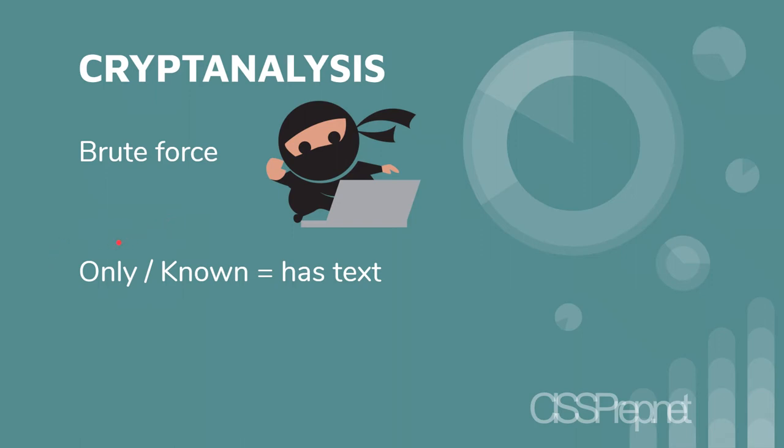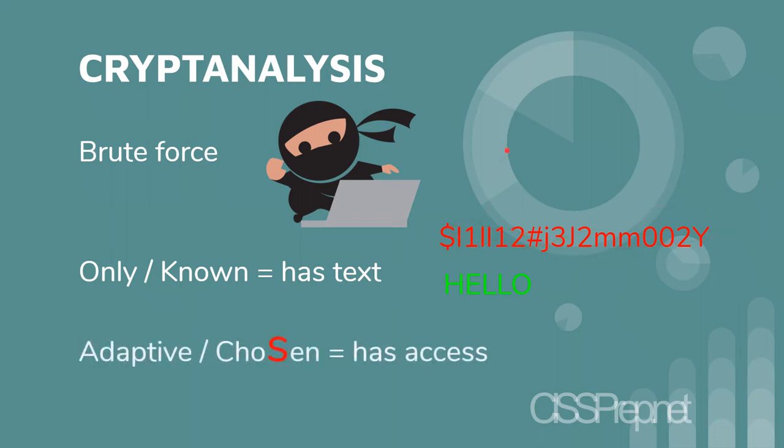The thing that you need to keep in mind is this word here: has. They have the text, some type of text. So only has access to the text. Only ciphertext has only the ciphertext. Known ciphertext has the ciphertext. So they're going to have one or the other. If it's plaintext, it's going to be known plaintext; they have access to the plaintext. If it's only ciphertext, they're going to have access to the ciphertext. Keep that in mind as we go through this other one here.